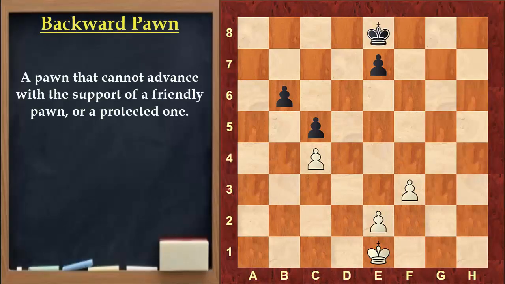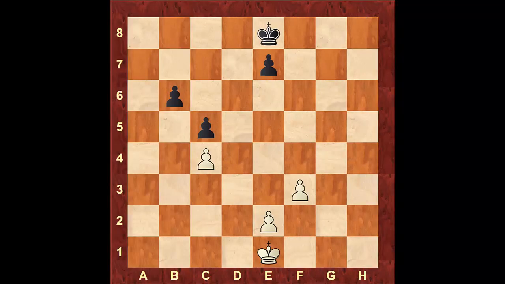A backward pawn is a pawn that cannot advance with the support of a friendly pawn or a protected one. Although it isn't physically prevented from moving, it can't advance because it would be captured by an enemy pawn. Its inability to move safely makes it a weakness and a target for attack.